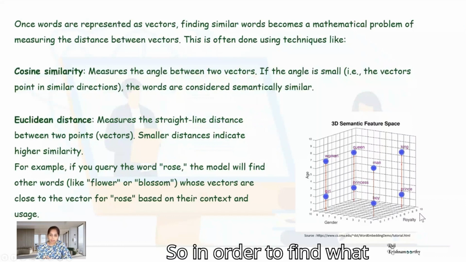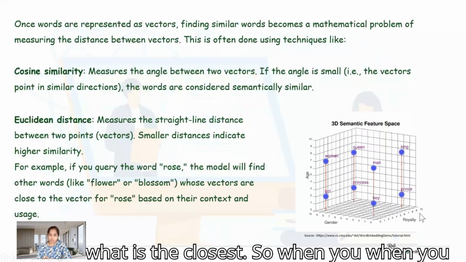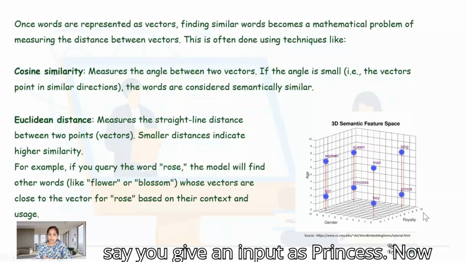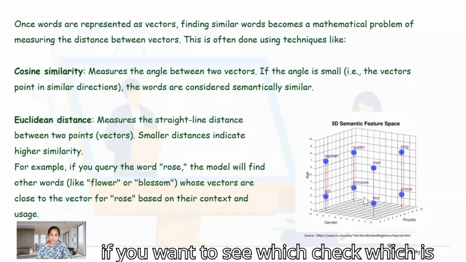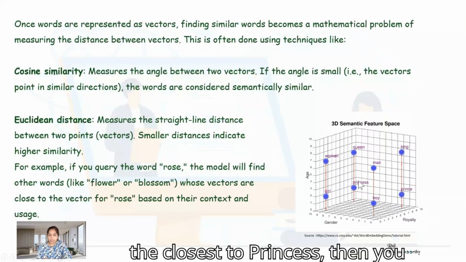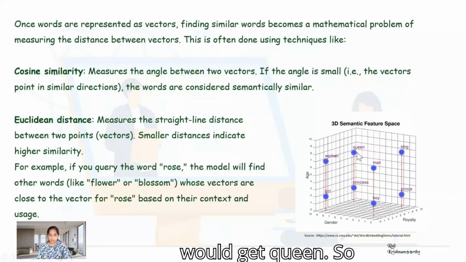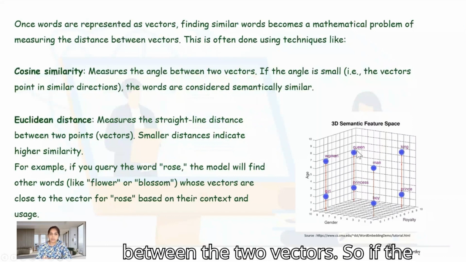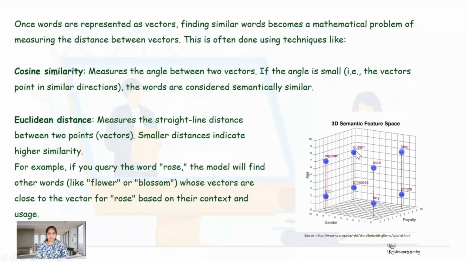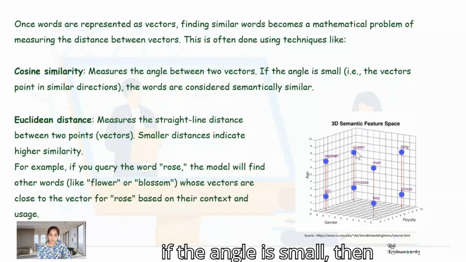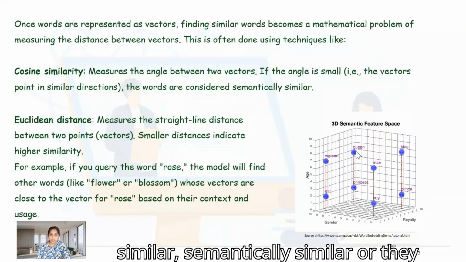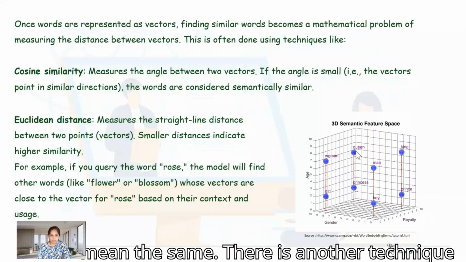So in order to find what is the closest, when you give an input to this 3 dimension space, say you give an input as princess, and you want to see which is the closest to princess, then you would get queen. So you basically calculate the angle between the two vectors. If the angle is small, then it means that the words are semantically similar, or they mean the same.